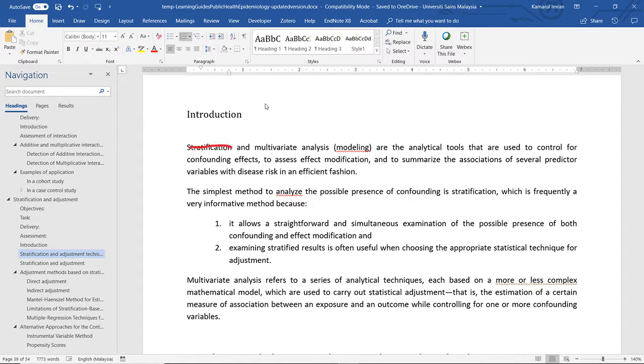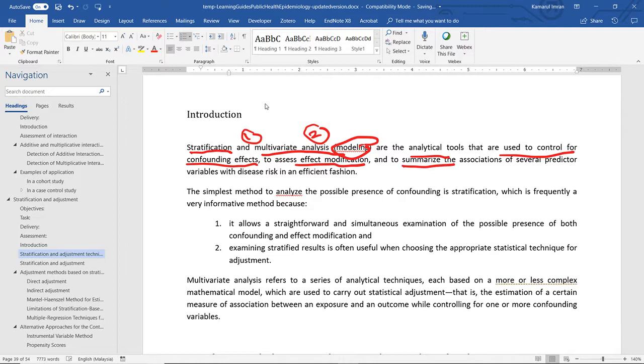Stratification and multivariate analysis modeling are analytical tools used to control for confounding effects. Number two, to assess for effect modification. And number three, to summarize the associations of several predictors or independent variables or covariates with disease risk in an efficient fashion.